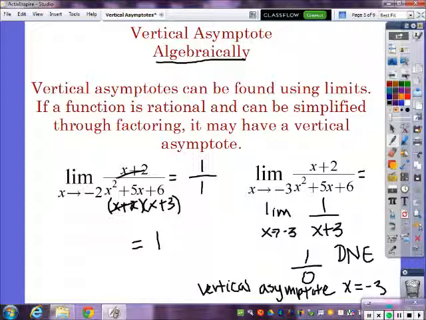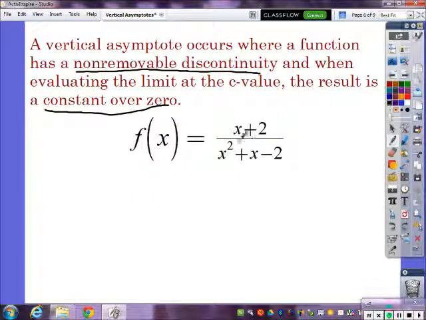So let's look at one more case. If I am looking at this function, f of x equals x plus 2 over x squared plus x minus 2, the question is first, where could there be a vertical asymptote? If I factor the denominator, I have x plus 2 over x minus 1 times x plus 2. And I see that the x plus 2 factors cancel.